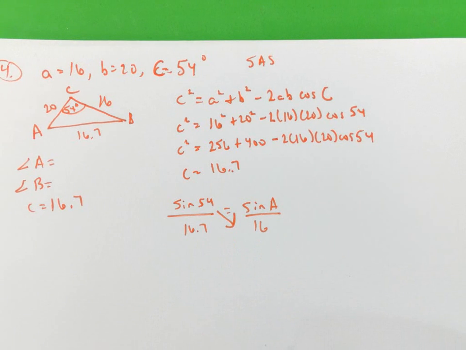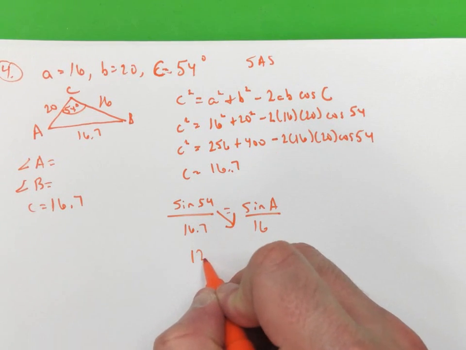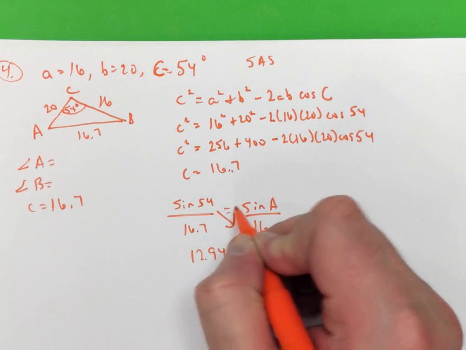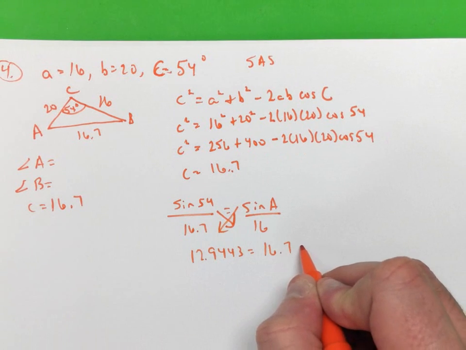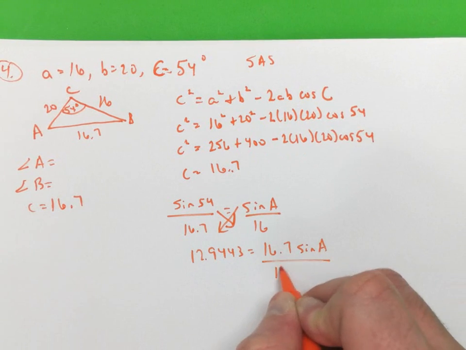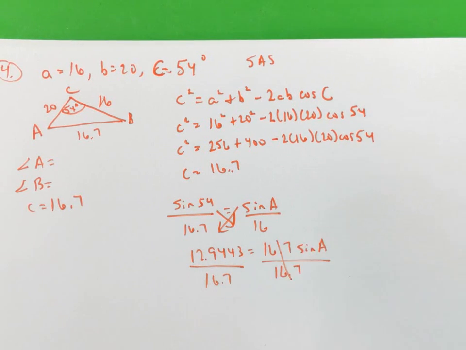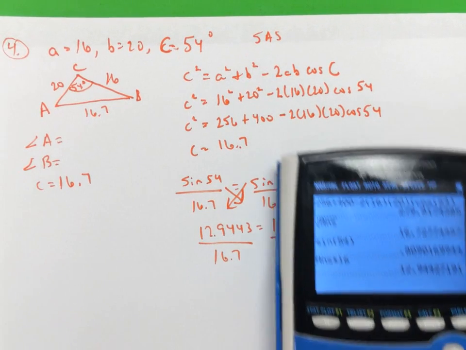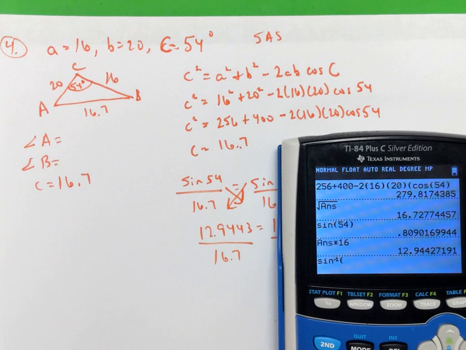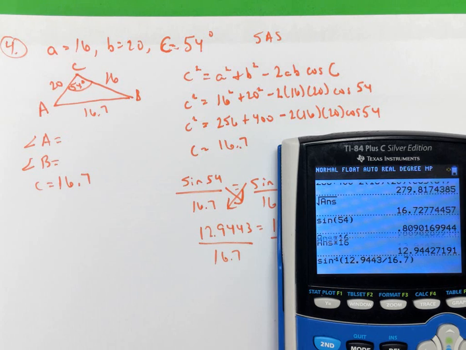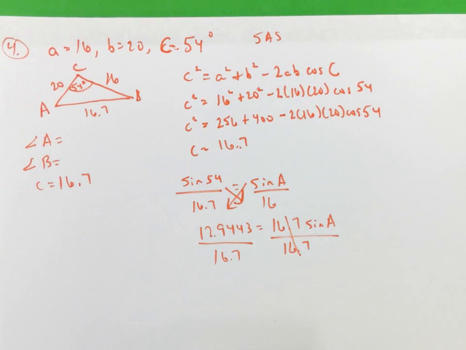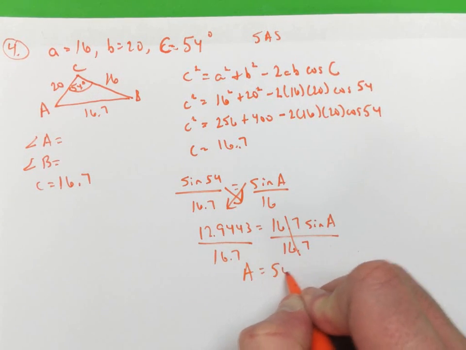Sine of 54 times 16 is 12.9443, equals 16.7 times sine of A. I'm going to divide both sides by 16.7. I have a capital A, that means I'm looking for an angle, so I'm hitting second sine. 12.9443 divided by 16.7 gives me 50.8. So capital A is 50.8 degrees.